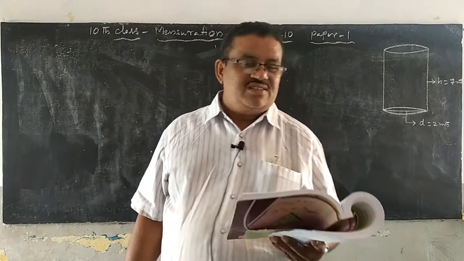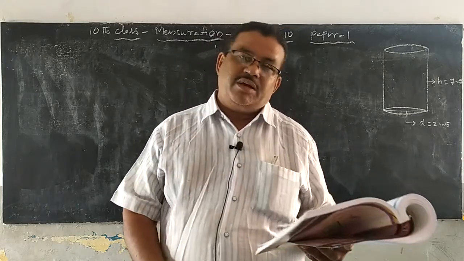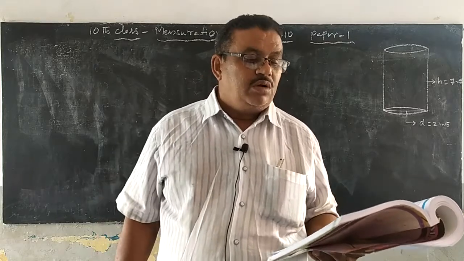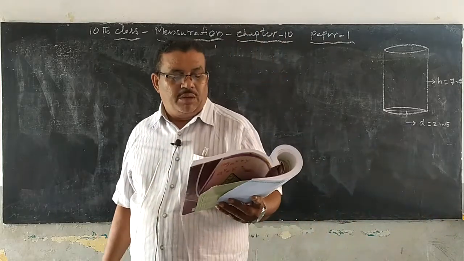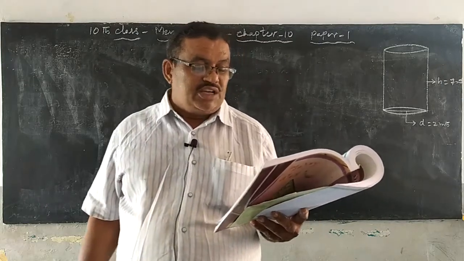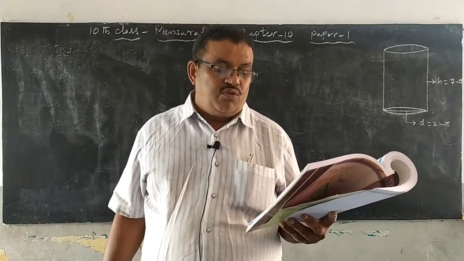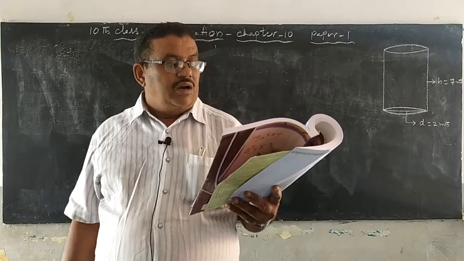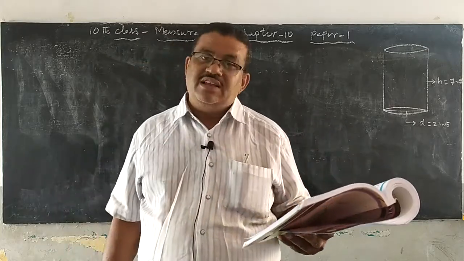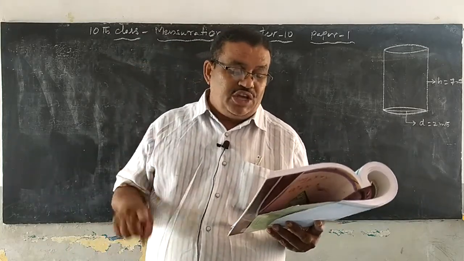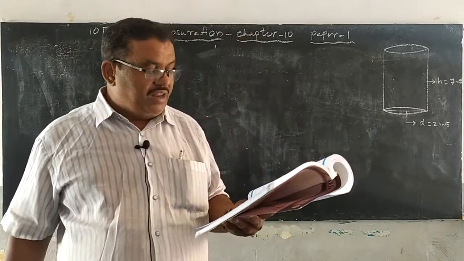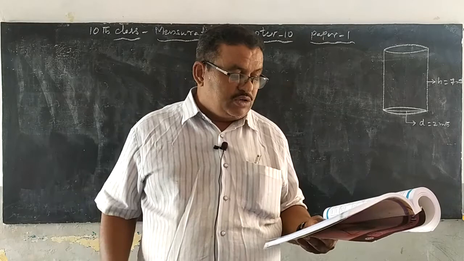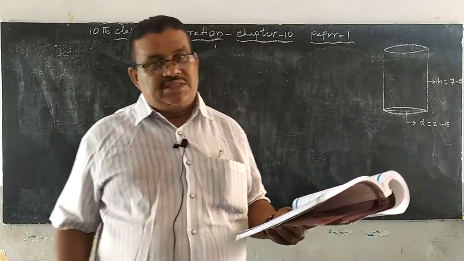Hi 10th class students, today we discuss the second problem, example 2, page number 247. All of you watch this problem. An oil drum is in the shape of a cylinder having the following dimensions. Diameter is 2 meters, height is 7 meters. The painter charges rupees 3 per meter square to paint the drum. Find the total charges to be paid to the painter for 10 drums.